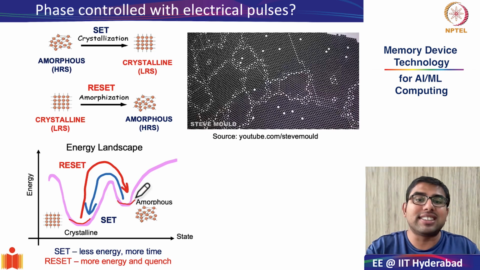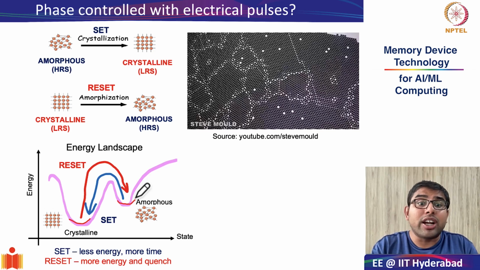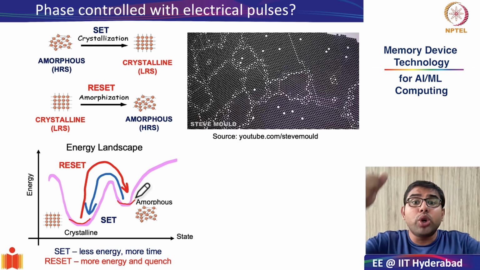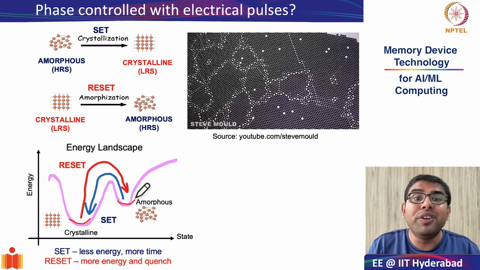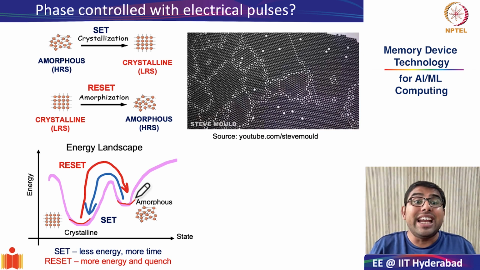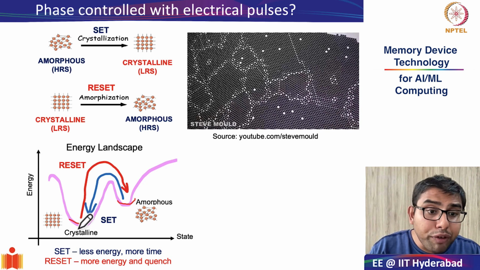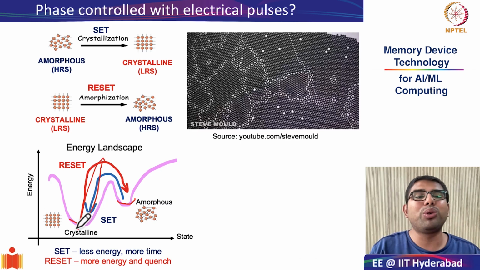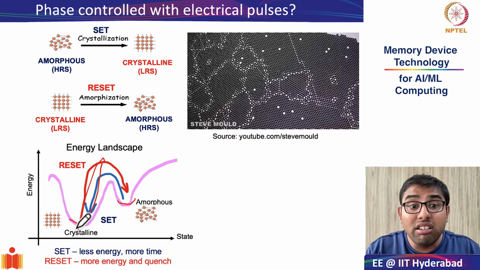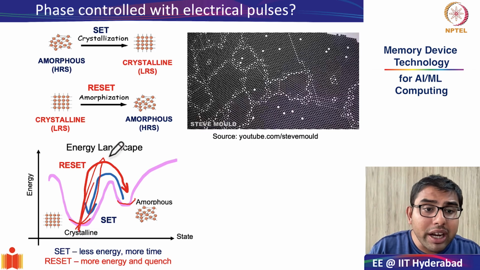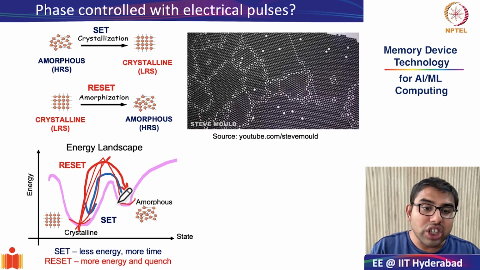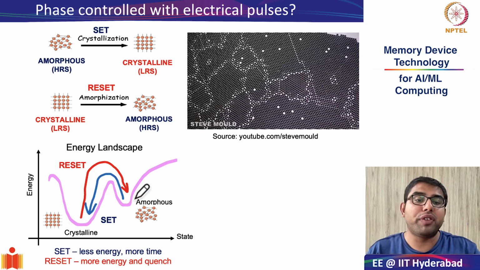You have to jolt the system out of its least configuration state, and not only that, you have to immediately quench. Means you have to immediately remove the source of heat or source of energy. If you give it enough energy and allow it to settle down, it will come back to its crystalline state or it will recrystallize. But if you give it enough energy and force it to immediately cool down, there is a chance that it will go to its amorphous phase.